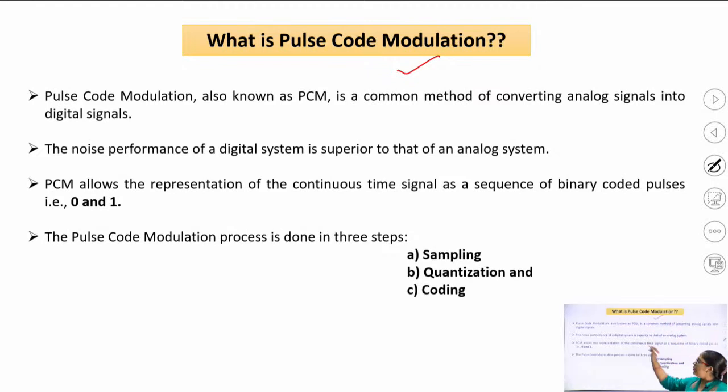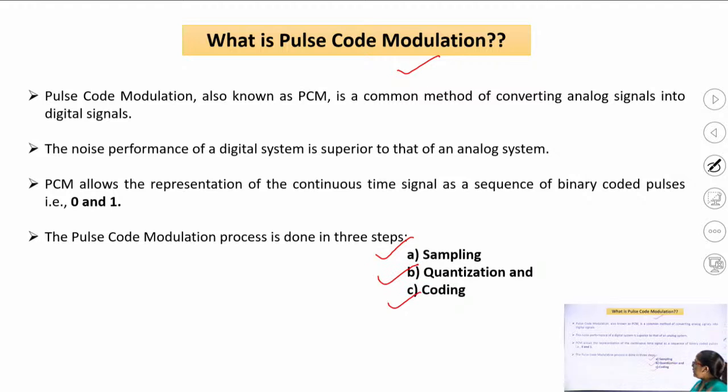Okay. In pulse code modulation, we will not have any carrier signal, and the property of that carrier signal will not vary according to the message signal. Rather, here we have 3 steps where we convert our analog signal into a digital signal. What are the 3 steps? The first step is sampling, then quantization, and then encoding.